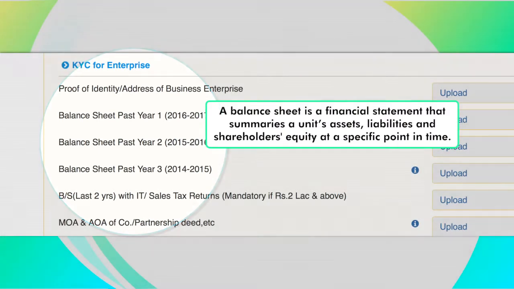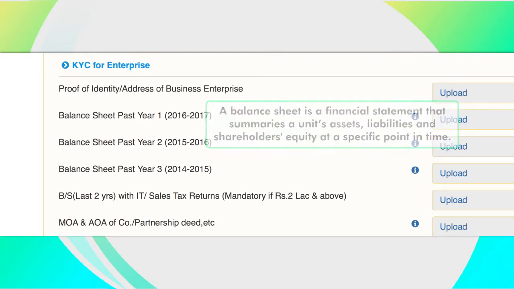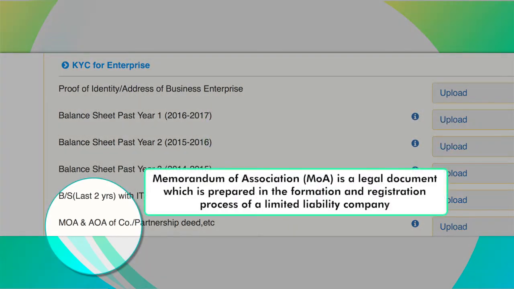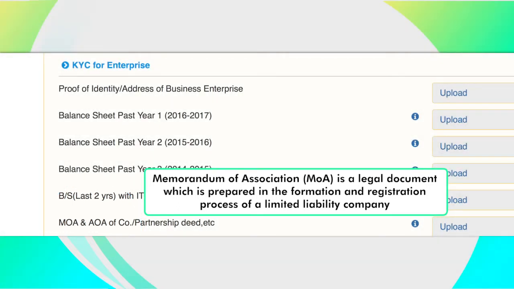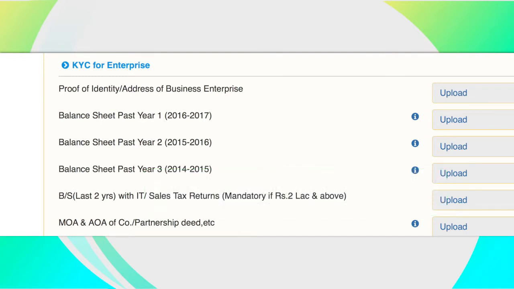A balance sheet is a financial statement that summarizes a unit's assets, liabilities, and shareholders' equity at a specific point in time. MOA, Memorandum of Association, is a legal document which is prepared in the formation and registration process of a limited liability company. It is called the Charter of the company.